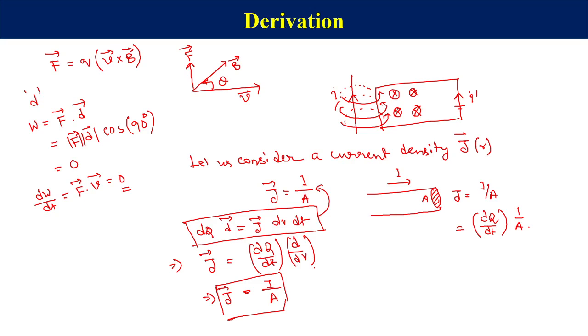So let me once again write this expression in a new slide and represent it as equation number 1. So let me write this once again. Say dq into d, that's equal to j dv dt. So that's something called equation number 1.